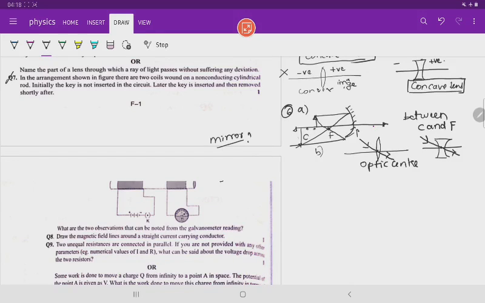So this is an experiment of Faraday to show that moving charges and magnetism generate electric current.